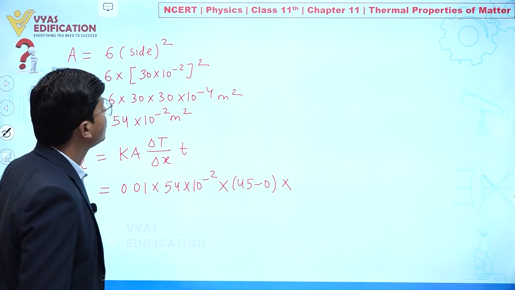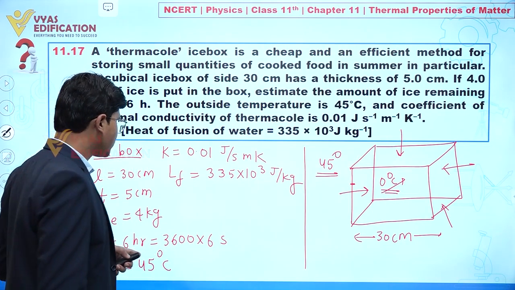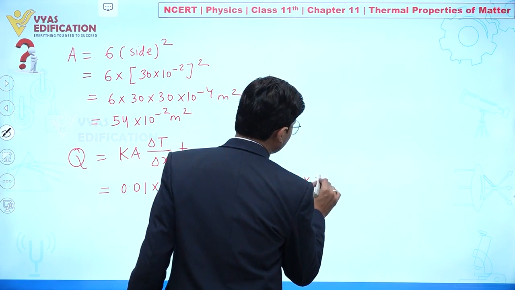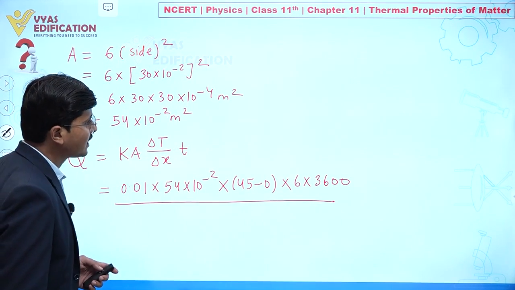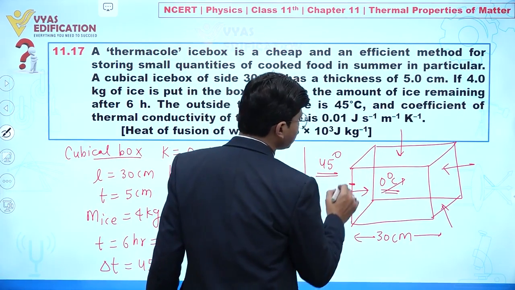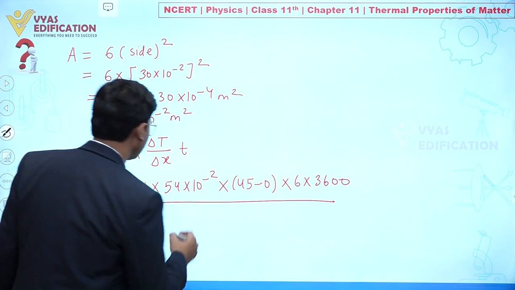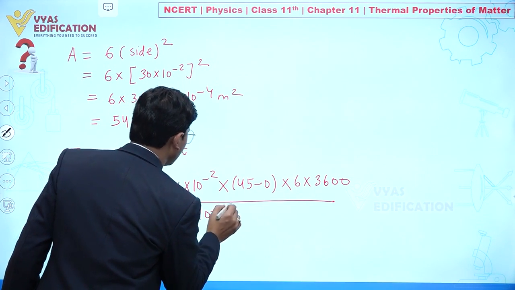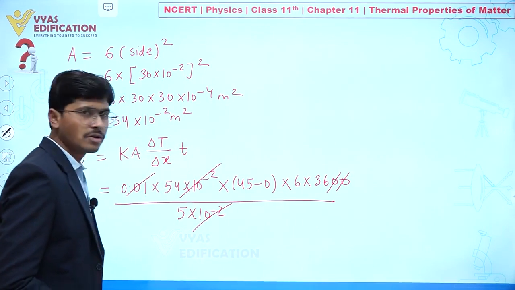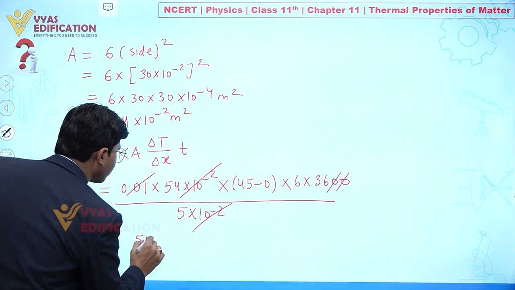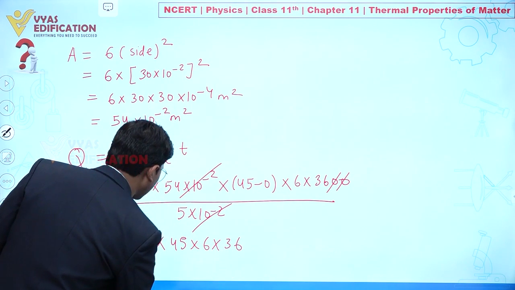What about total time? Total time is given in this question. Yes, this is 6 hour. 6 hour means 6 into 3600, and it is divided by total thickness. This is known as thickness because heat is entering from this side. So thickness is given 5 centimeter. So 5 into 10 to the power minus 2. From here this one and this one cancelled out. This one and these two 0 are cancelled out. So now we have left 54 into 45 multiply 6 multiply 36 divided by 5.